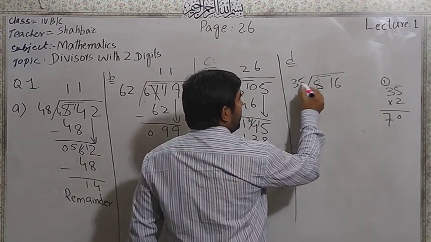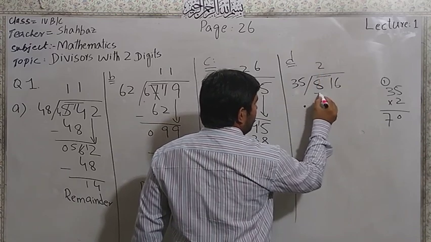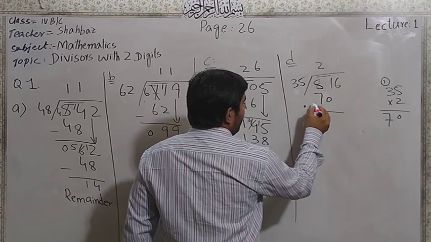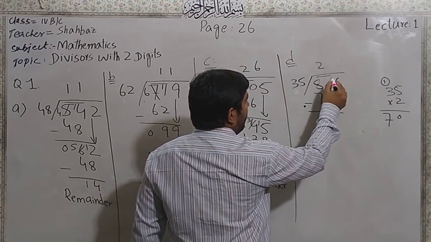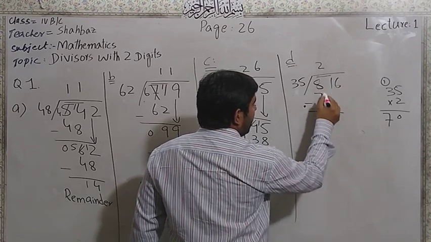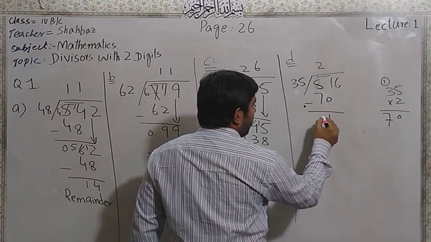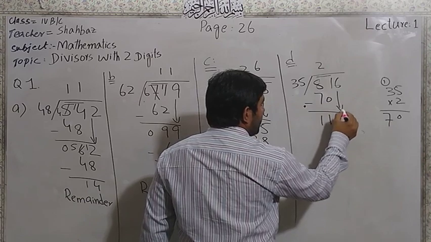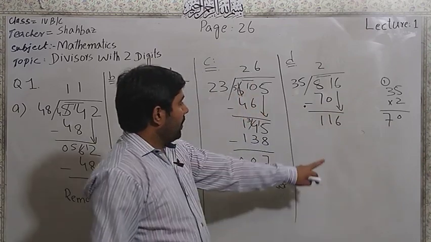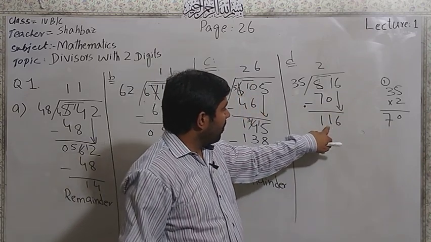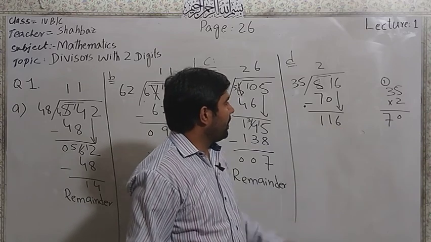So 35 2s are 70. Now you subtract: 1 minus 0, 1. 8 minus 7, 1. Now this 6 will come here. Now it's 116.